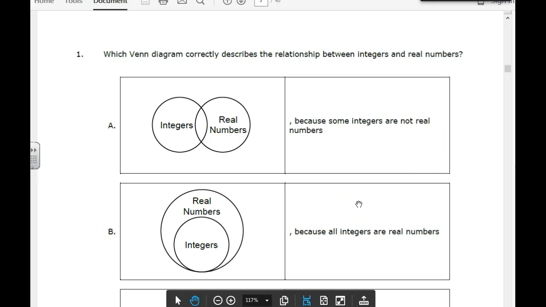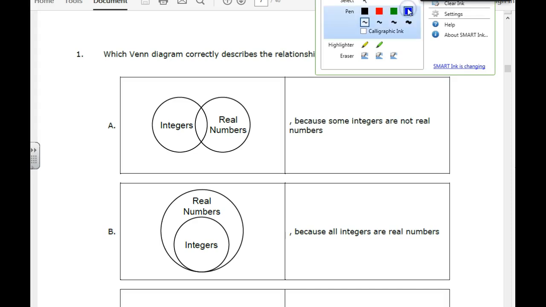So the first commonly missed problem was number 1. At least 5 of you missed number 1, so it's a good one to go over. This one was just testing whether you knew your vocab, right? Whether you knew what an integer was and what a real number was. Can anyone tell me what a real number is? Let's do that first.